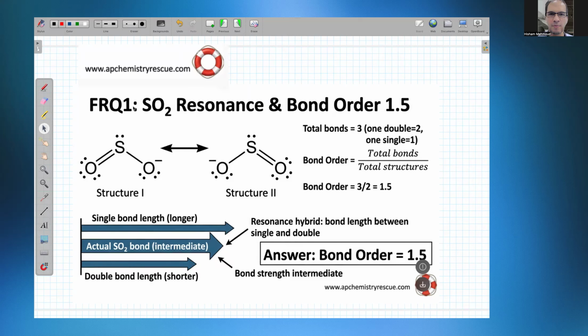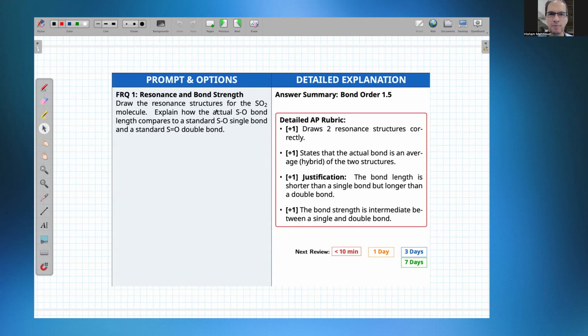The first FRQ question asks: for SO2, draw a resonance structure for the SO2 molecule. Explain how the actual SO bond length compares to the standard SO single bond and the standard SO double bond. So let's have a look at how I will draw this structure.